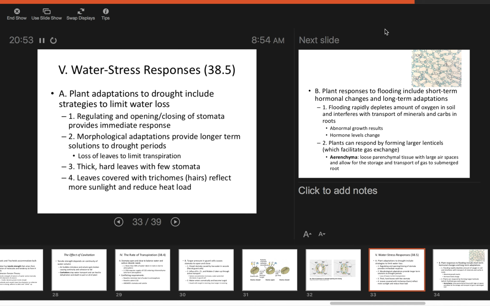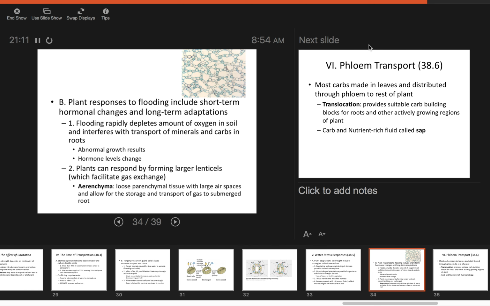If I don't have leaves, that means I don't have any stomata, so I'm not going to lose water through transpiration. Some plants have very thick or hard leaves with very few stomata, and some leaves are covered with trichomes, tiny little hairs that just help reflect sunlight and reduce the heat load of the plants. Some plants can also change their hormonal conditions for even more long-term adaptation.